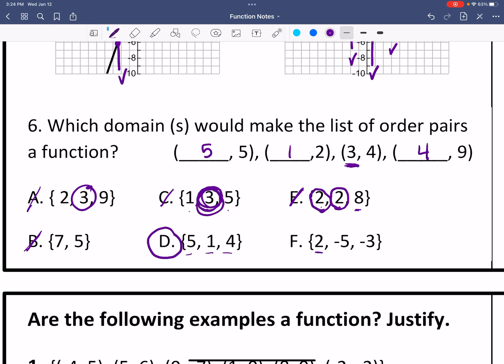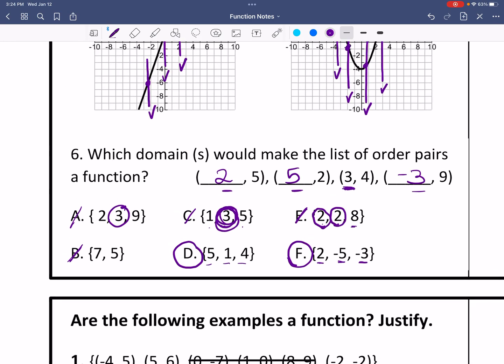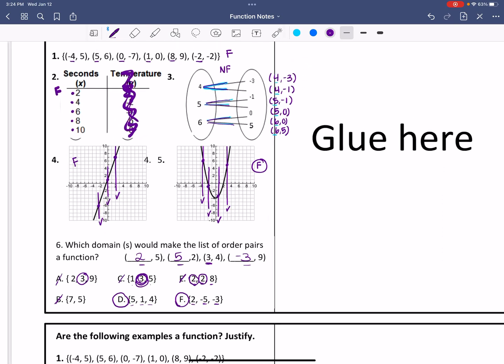Looking at F, they've given us 2, -5, and -3. If we were to put 2, 5, and -3 into our ordered pairs up top, I have 2, 5, 3, and -3. Here I see that none of my x values repeat, so that lets me know that F would also be an example of a function. Okay, so that is your video going over functions.